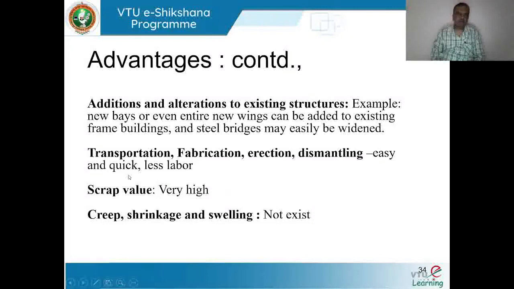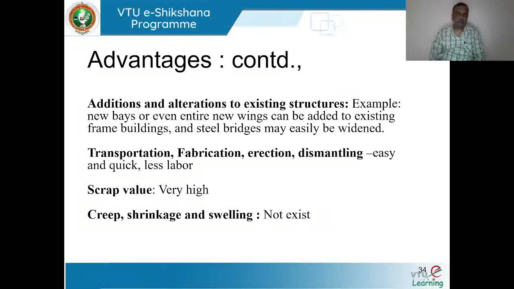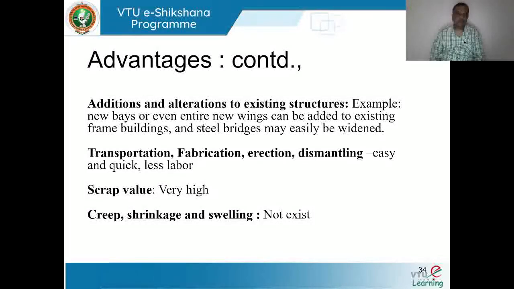Unless you break RCC, it is not possible to convert the demolition waste either into aggregate or for any other use. So there is a processing charge involved in the demolition and in the conversion of the concrete as a recycled aggregate. Whereas in case of steel, directly it can be sold to the manufacturer, and that can be used as a material for manufacturing the new steel.